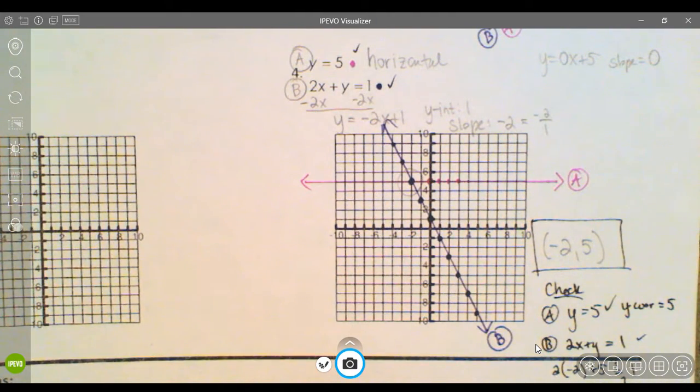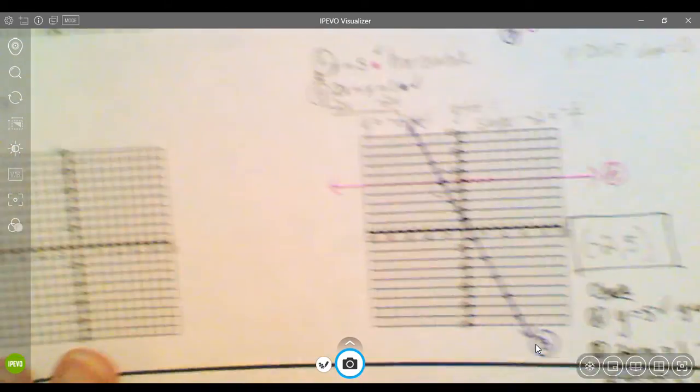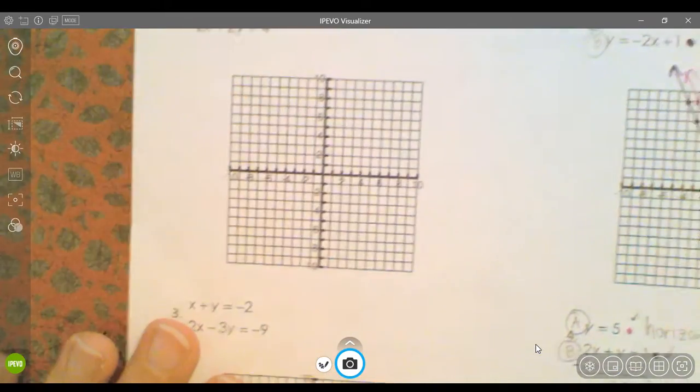Whenever we start doing these, if it's multiple choice and you can't figure it out for the life of you, choose A, B, C, and D and put the coordinates in. You know, the old plug and chug.